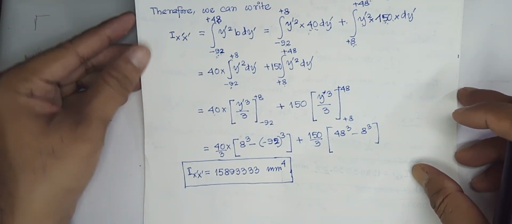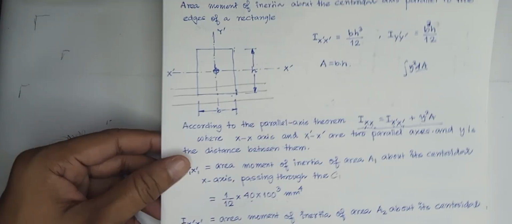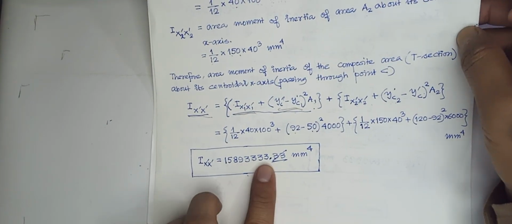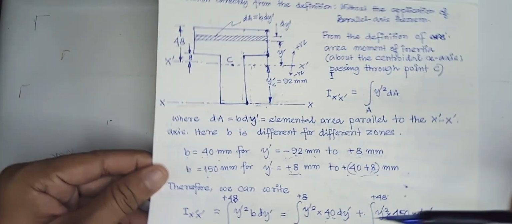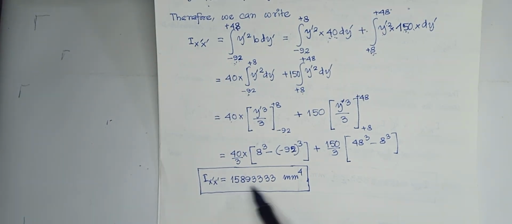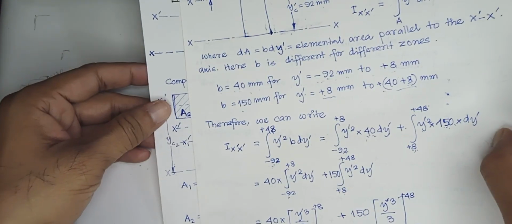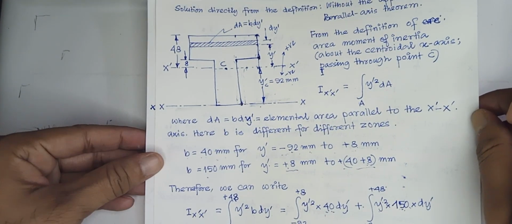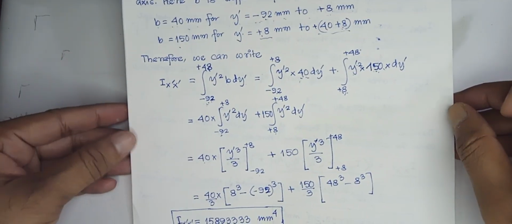So you see that you can use any method, either using the parallel axis theorem, using the composite area, you will get this value, or you can use the definition and integrate it and you can get the same value. Whichever is easier for you, you can do it. I think for rectangular areas, both are convenient. Only thing is that first you have to determine the coordinate of the centroid. After that, I think both methods are convenient to do. Thank you.